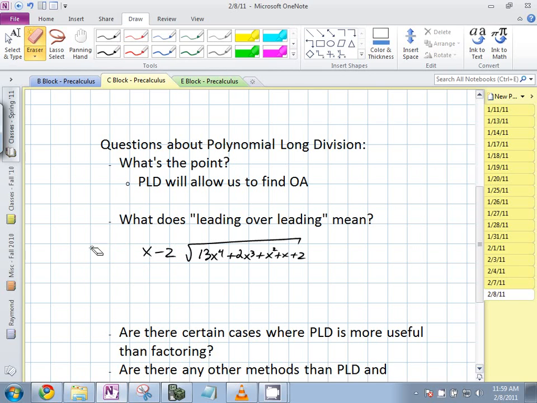What is the leading term? Leading means first. What's the first term? x. What's the leading term of the dividend? So you do leading over leading, and that's going to be 13x cubed. That would be the first step. Which leading always stays the same? The divisor's leading term stays static. Which one changes? The dividend's changes as you keep working down.